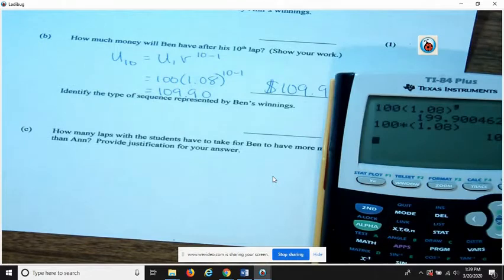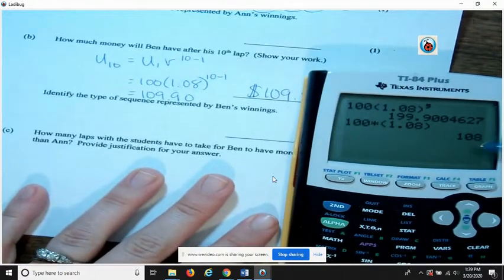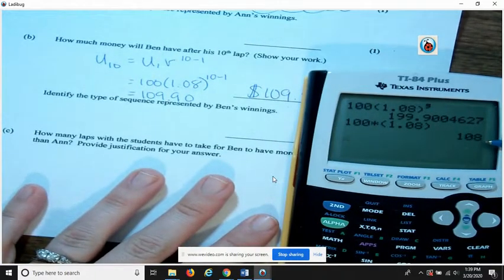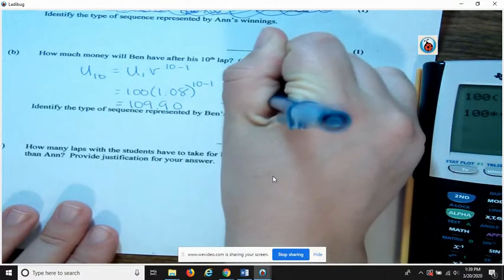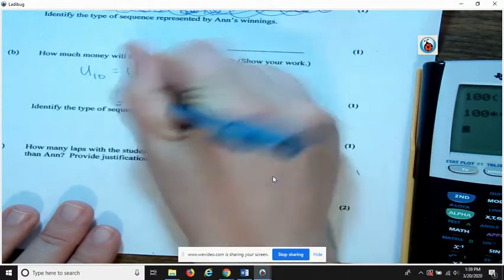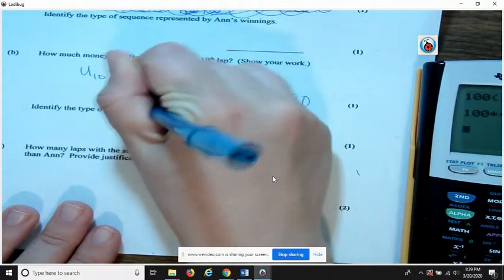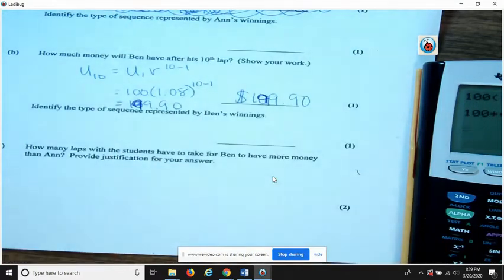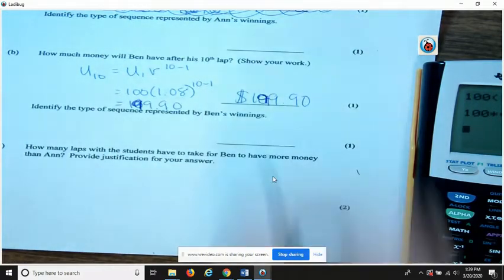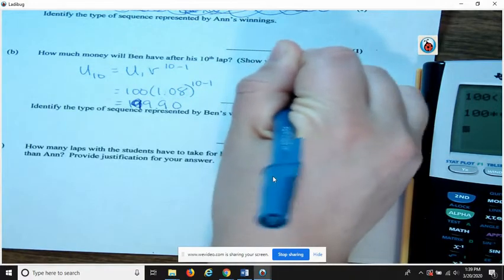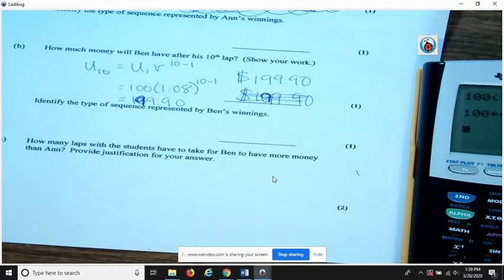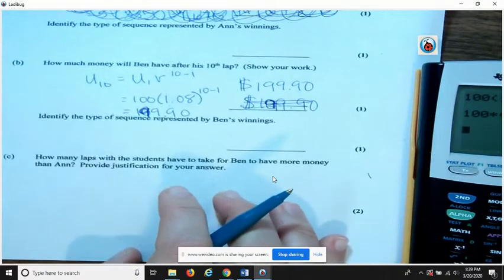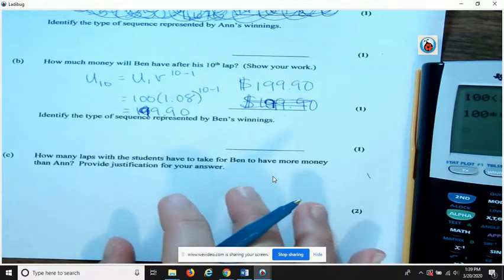Oh, sorry, y'all can't see. So this is like after our first turn. It takes us 10 turns to get all the way to 100. Oh, that's why this is weird. This should be 199, I'm very sorry, not 109. I felt like that was small. So again, that's 199.90. That is how much Ben has made after his 10th lap.